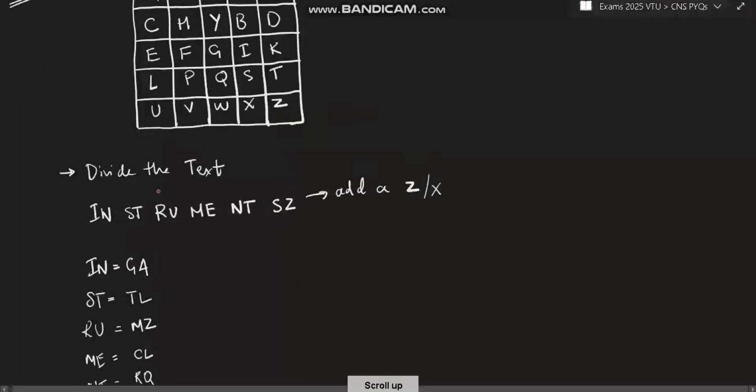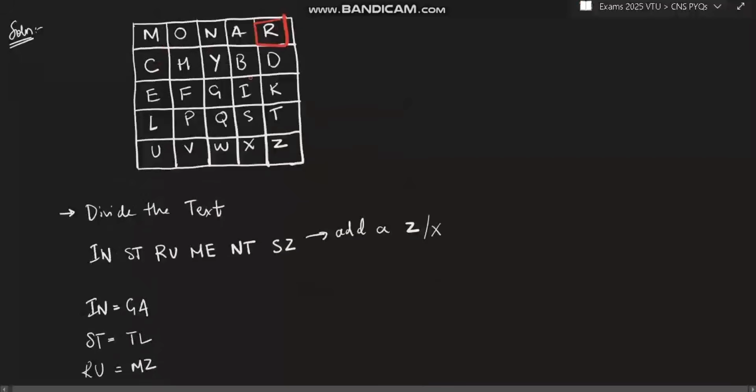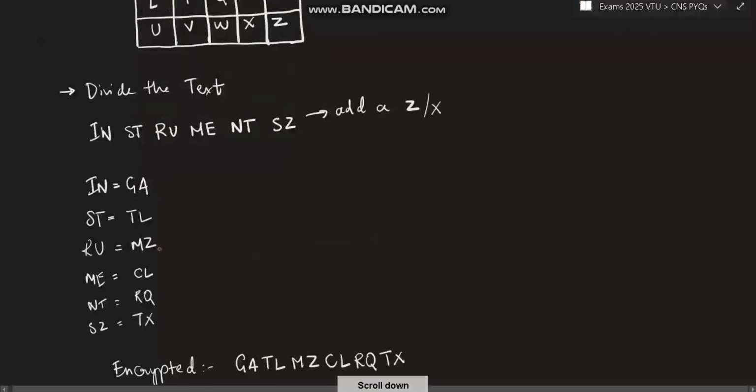Okay, RU we will take. Where is R? Where is U? R is present here and U is present here. Make a rectangle here, or a square, and for RU you want to take, R will be going with M and U will be going with Z. Okay, so RU will be MZ.